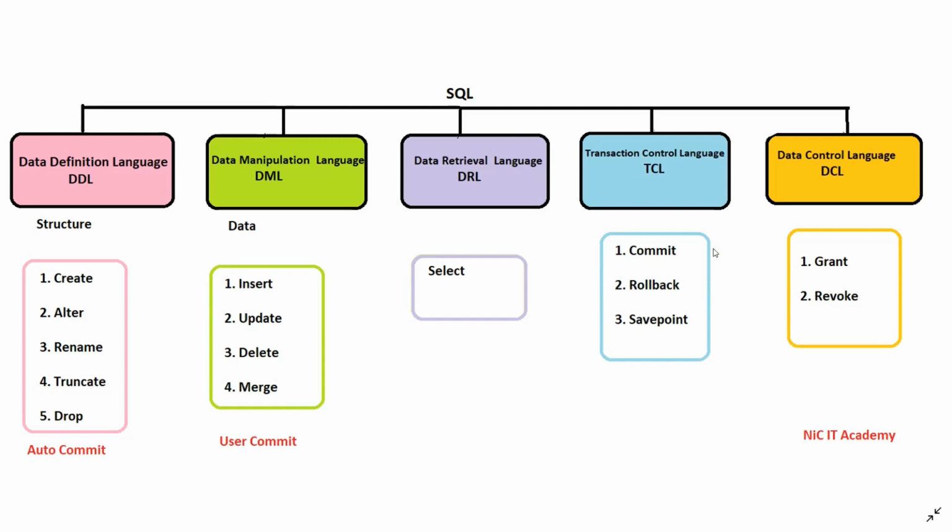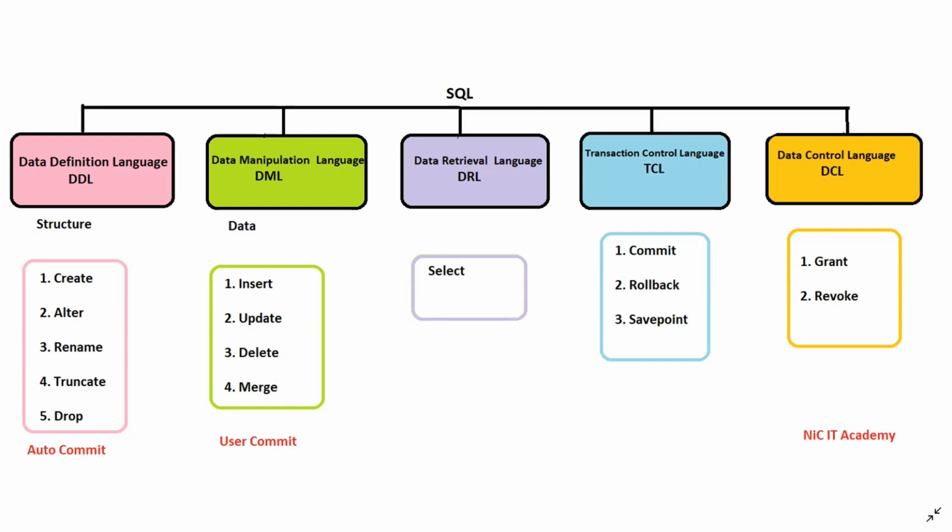Commit means we are permanently saving the data in the database. Rollback means we can roll back up to the last commit point. Savepoint is like a bookmark. We can make a bookmark and roll back up to that bookmark or commit up to that bookmark. Grant and revoke are DCL, data control language, and will be maintained by the DBA. As a developer, we are not going to have grant and revoke.